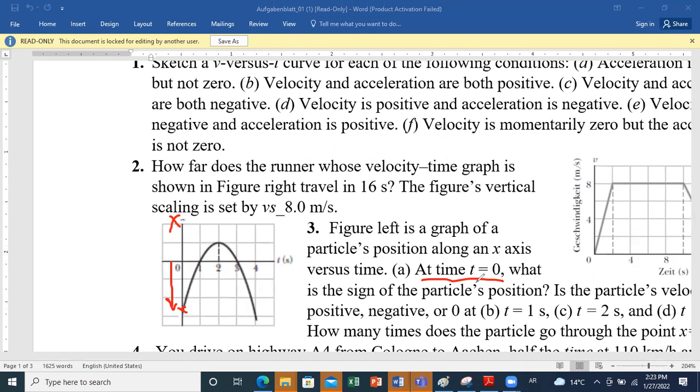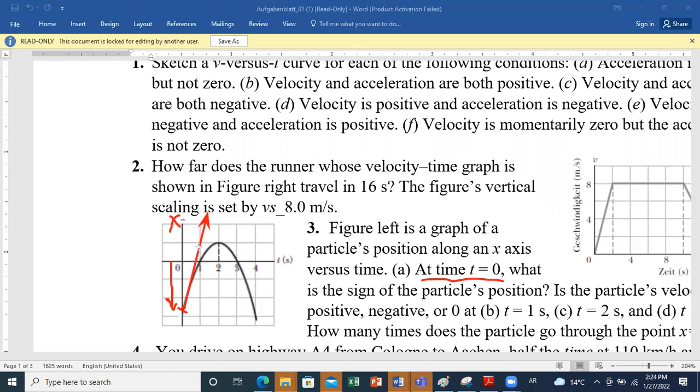Now, to know the sign of velocity at this point, I should draw the tangent. If I draw the tangent at this point, it will be clear that it has a positive slope, because I have an increase in x. If they want you to find the value of velocity, you should draw the line and say that the velocity represents the slope of this line. So you take any 2 points on this line, and try to take them a little bit far from each other to reduce the error.